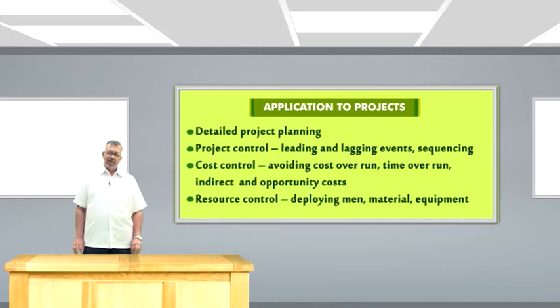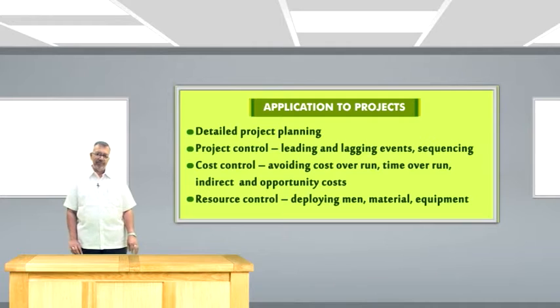How can we do that? I think we can avoid cost overruns, time overruns, and indirect and opportunity costs. Sometimes, by deploying resources, the men, material and equipment, to finish some of these lagging events, we may be able to achieve some time and cost saving.